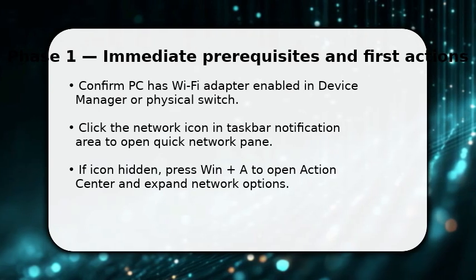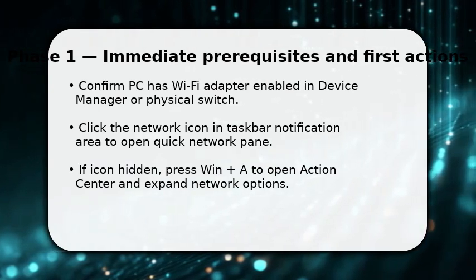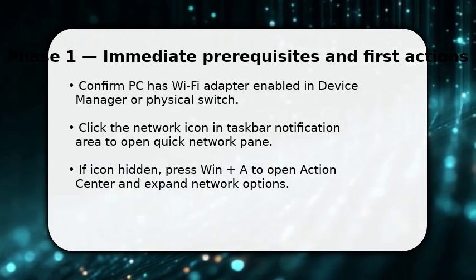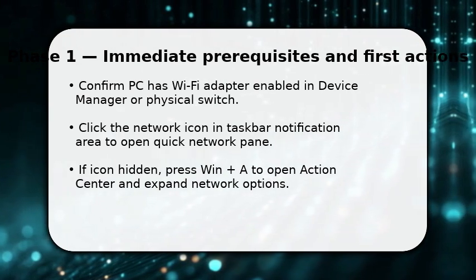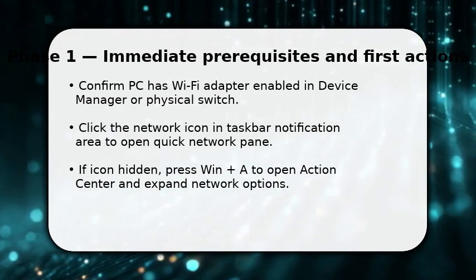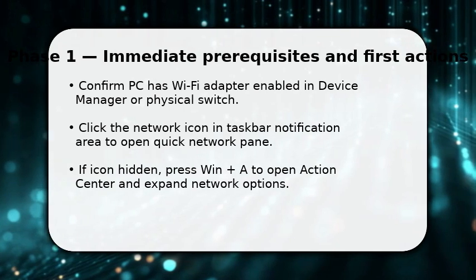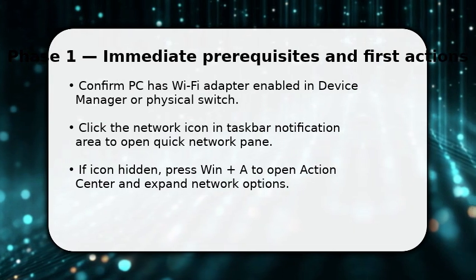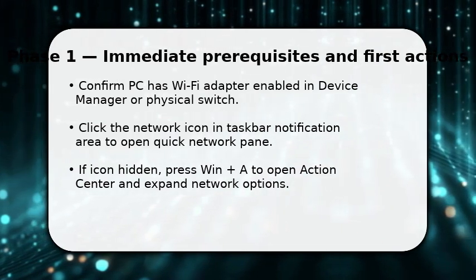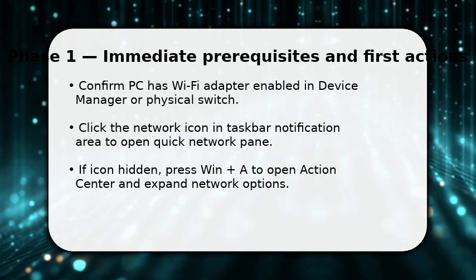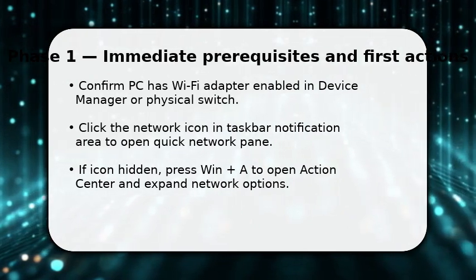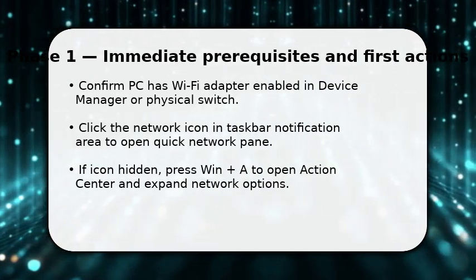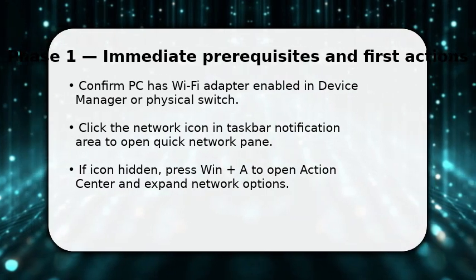You start by confirming the Wi-Fi adapter is enabled. This saves time later. Next, click the network icon at the right of the taskbar to open the Quick Network pane and make sure you can see available SSIDs. If the icon is hidden, press Win plus A to open Action Center, then expand and select the Network button. This reveals the same list, so you can begin scanning and choosing a network right away.